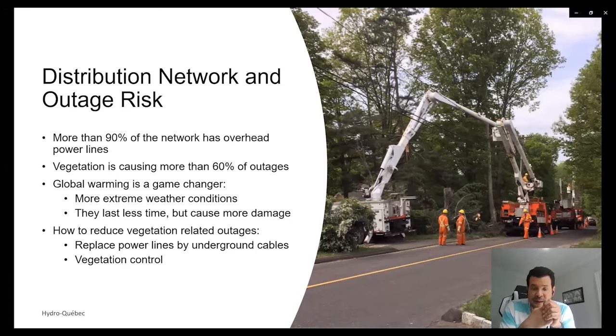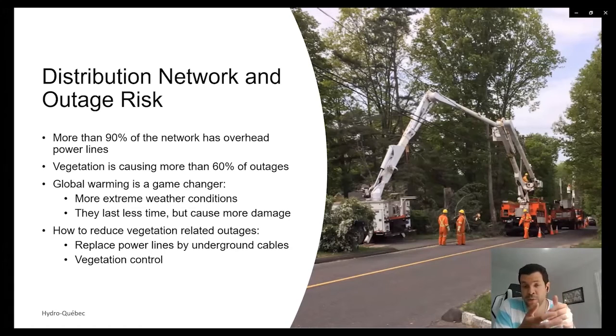And also we discovered that even if the duration of those extreme weather conditions is less than before, the frequency of the outages is higher than before. And this causes more vegetation outages. And the main question for the distribution network is, how is it possible today to reduce vegetation outages?